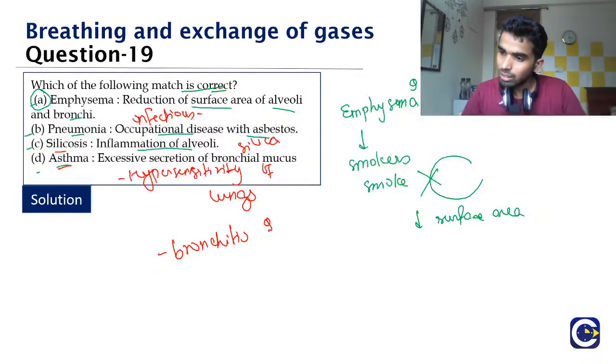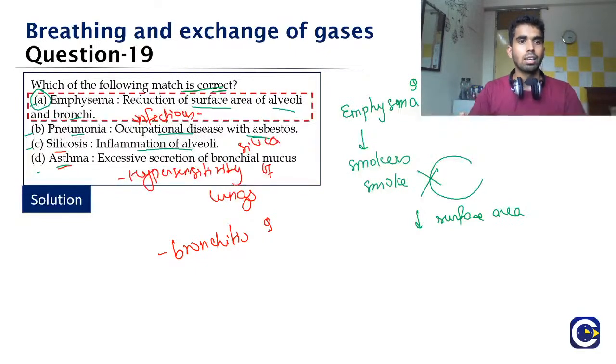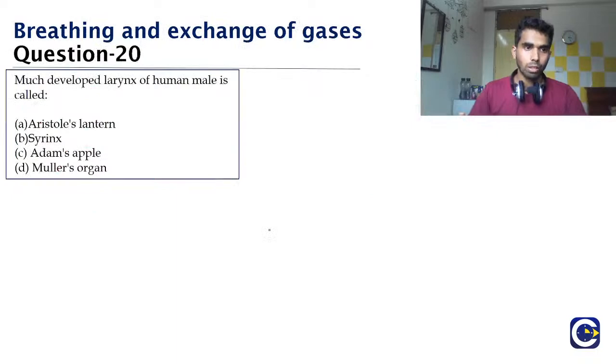So yes, Trisha, Akshaya, Kavya, Jivita, all of you are again very well correct. Now coming to question number 20. The much developed larynx of the human male is called? Option A, Aristotle's lantern. Option B, syrinx. Option C, Adam's apple. And option D, Muller's organ.